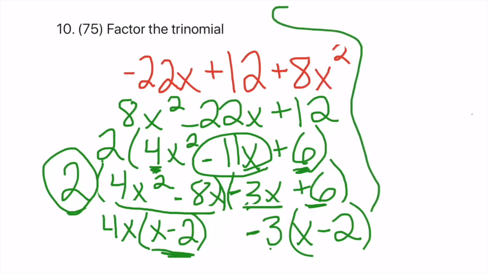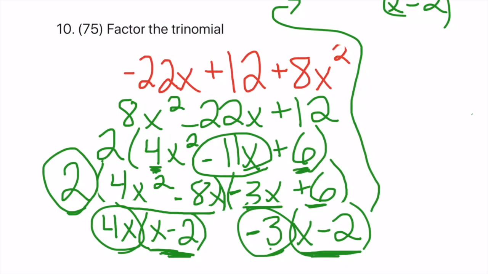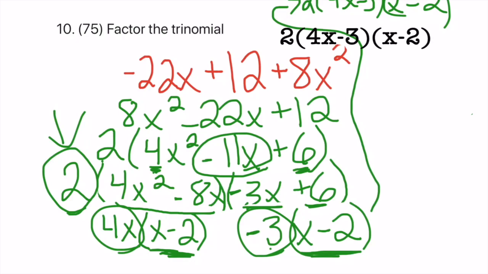So my answer then, I'm going to write it up here, is one of the binomials is always the one that's the duplicate, so x minus 2. And then the other binomial is made up of the two things we pulled out. So 4x minus 3. And then remember we circled this 2 earlier. That's to remind us that we had to put that 2 out right in front. And remember, you can always check your answer by foiling the two binomials and then multiplying that new trinomial by 2 and make sure you get this original problem.